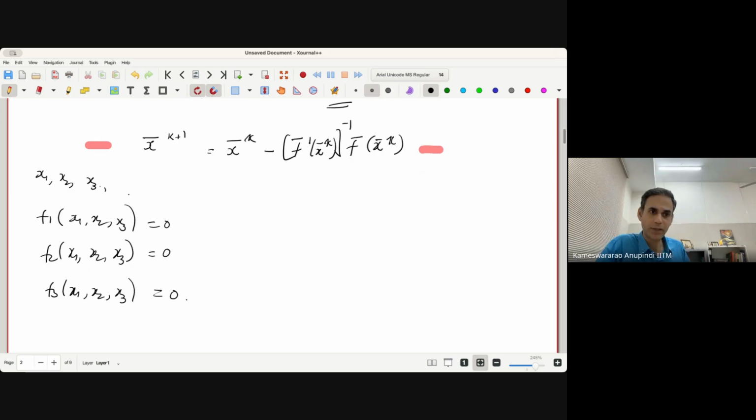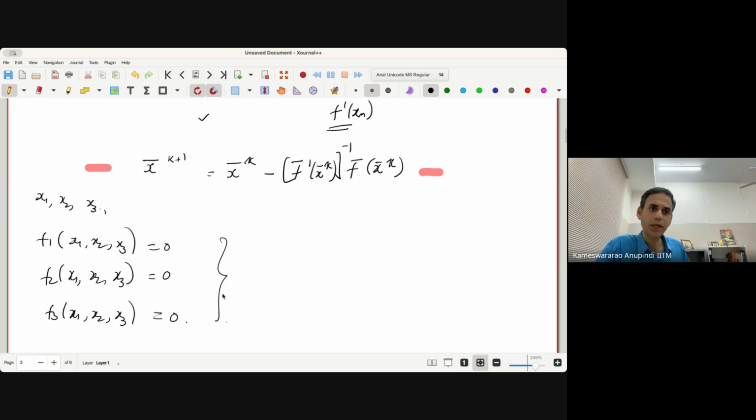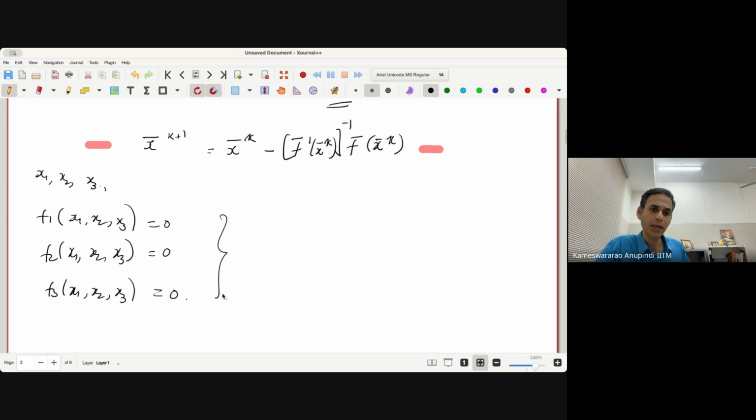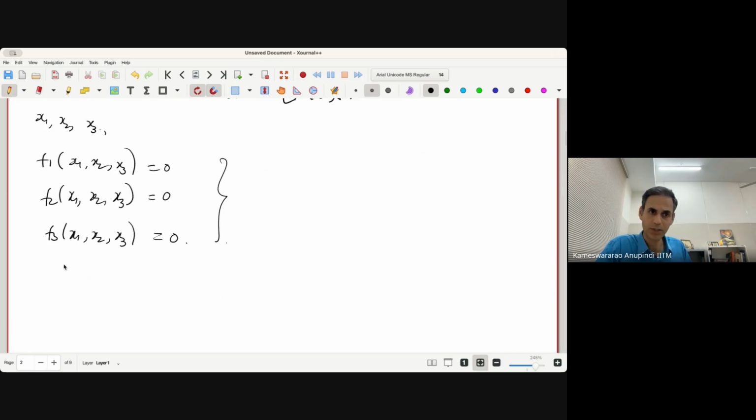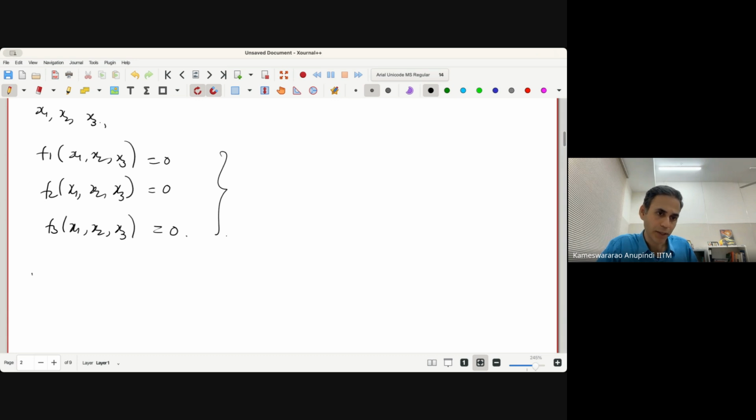Okay, so we have these three functions, f1 of x1, x2, x3 equal to 0, f2 of x1, x2, x3 equal to 0, and then f3 is also a function of these three. Now what we want to do, just like before, is make use of Taylor series expansion, and express what is f1 of x1 plus delta x1, x2 plus delta x2, x3 plus delta x3.